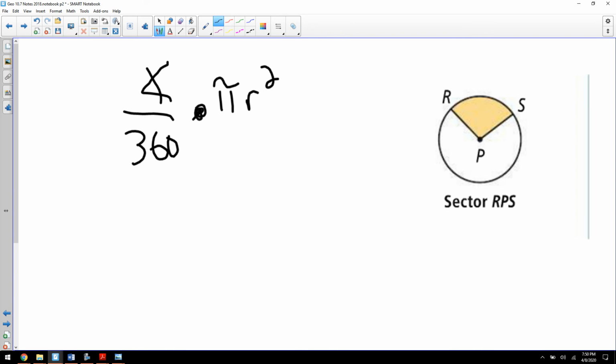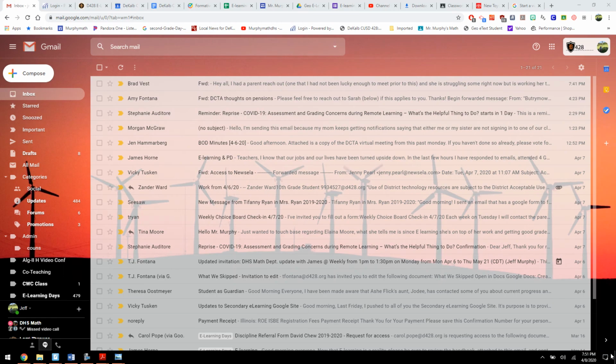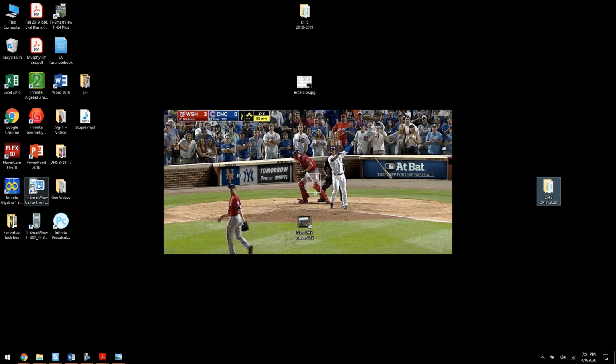So let's just make a quick example. Let's say this angle here is 80 degrees, and let's say our radius was 6. So all we would have to do is put your central angle, 80, over 360, and then we multiply it by 6 squared, and then we slap a pi next to it. Now, like I've said before, a lot of these things you guys are going to be able to use the calculator for.